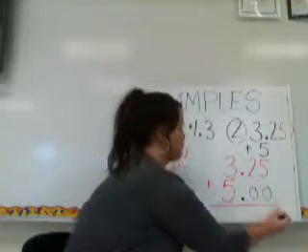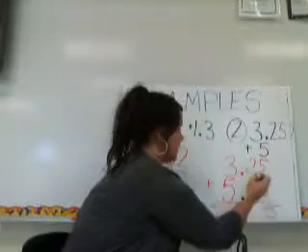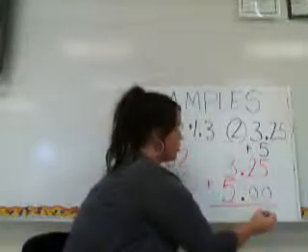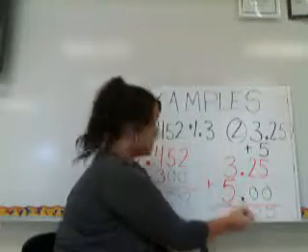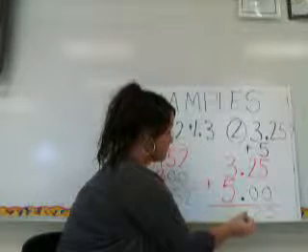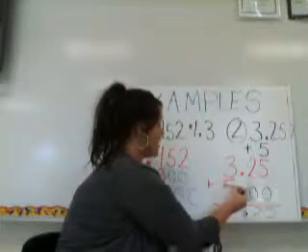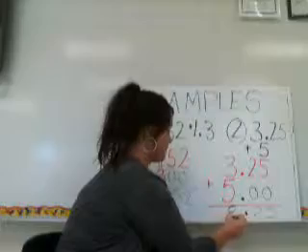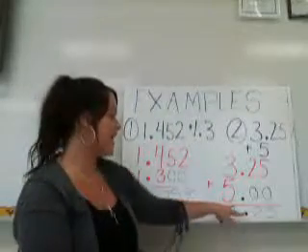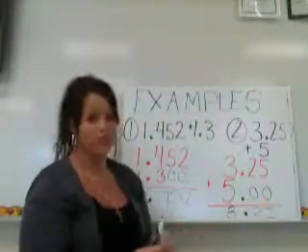5 plus 0 is 5. 2 plus 0 is 2. We're going to bring down our decimals right where they are. And 3 plus 5 is 8. So this answer reads 8 and 25 hundredths.